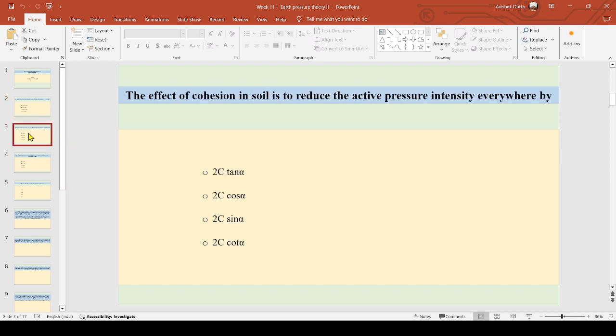The effect of cohesion in soil is to reduce the active pressure intensity everywhere by, your options are 2c tan alpha, 2c cos alpha, 2c sin alpha, or 2c cot alpha, where c is the cohesion and alpha is the failure angle made by the failure plane with the plane of the major principal stress. It is 45 plus phi by 2. c is the effective cohesion in the soil, which is required in the equation of active earth pressure for cohesive soils.